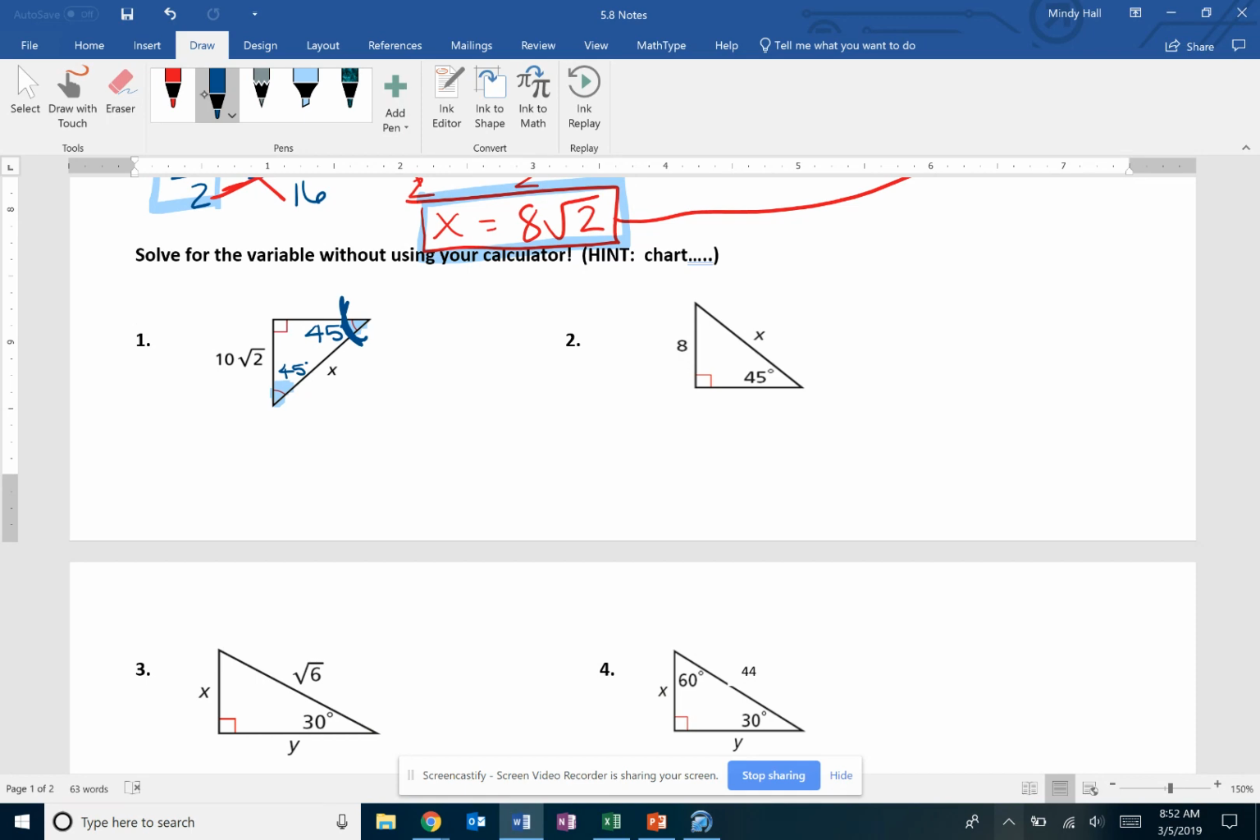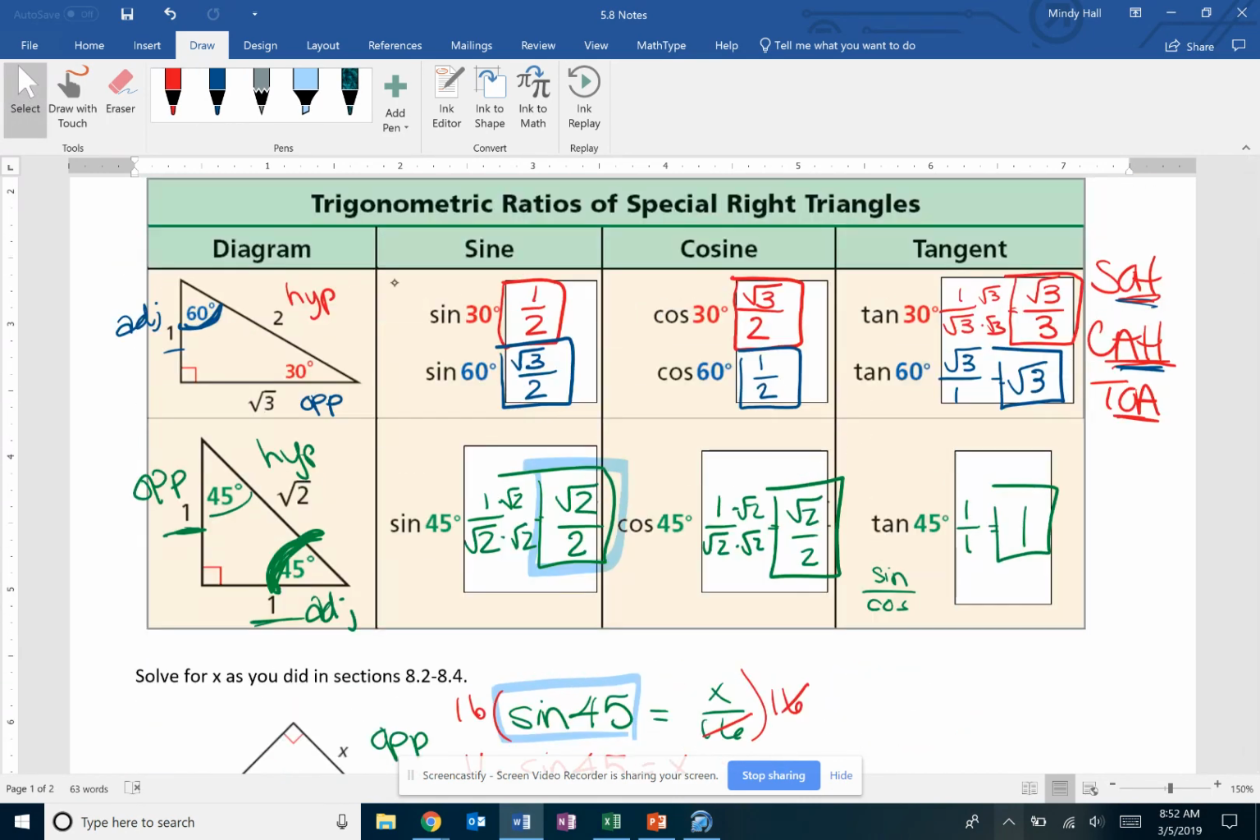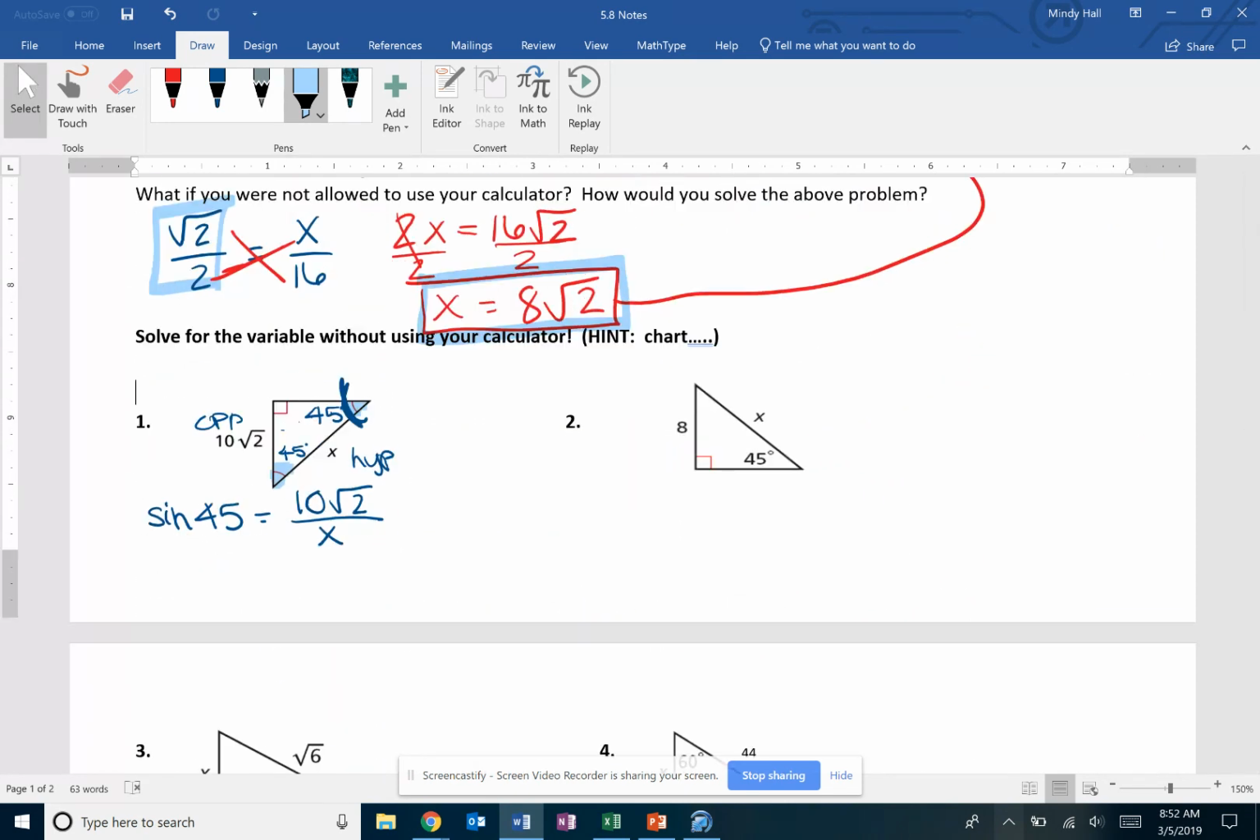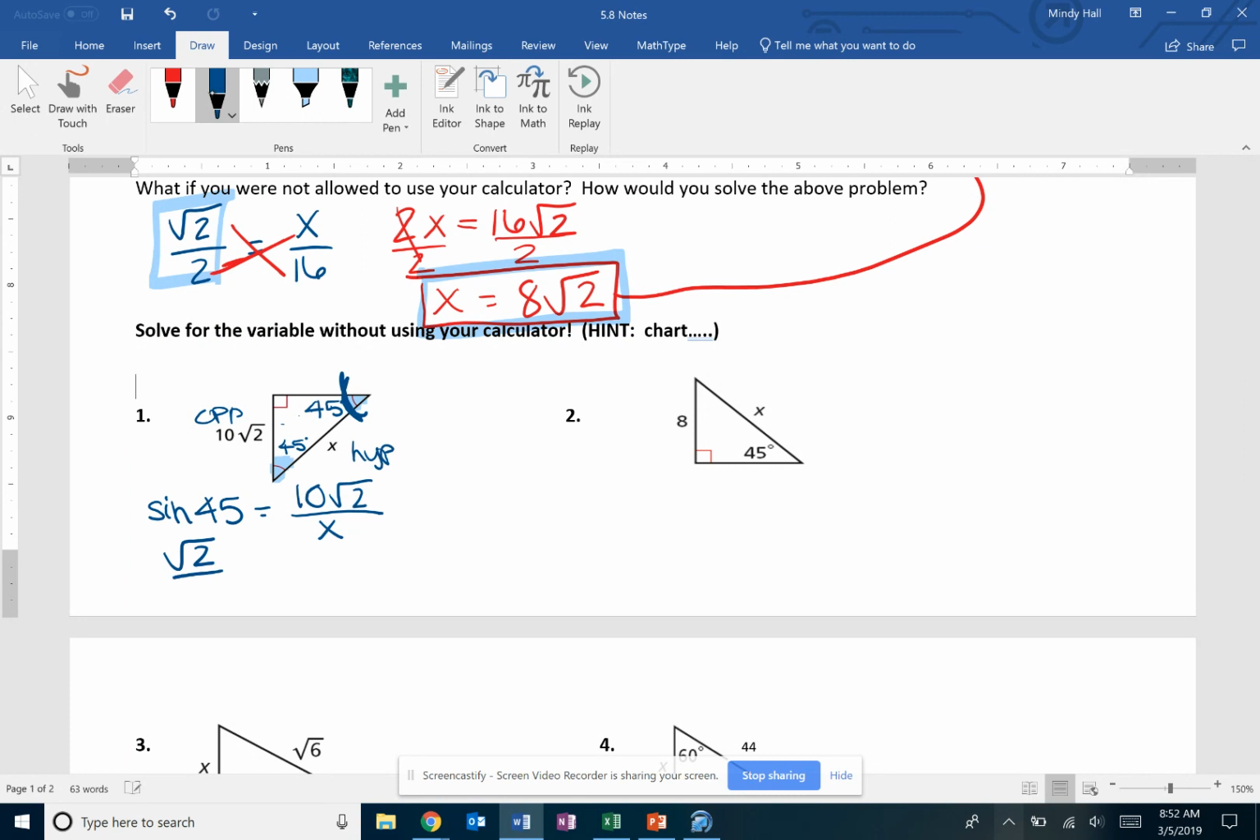But I'm going to pick that one because then I can say sine of 45 equals, my opposite is 10 square root of 2, and my hypotenuse is x. So opposite, 10 times square root of 2, over x, my hypotenuse. Now, sine of 45, remember, I'm doing this without a calculator because I don't want to have it handy all the time. Sine of 45, go back to your chart. Sine of 45 is that square root 2 over 2 again. Okay, so come back down here. I know sine of 45 is square root 2 over 2, which equals the same thing it just equaled.